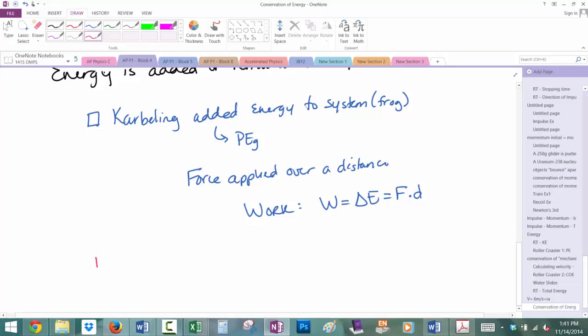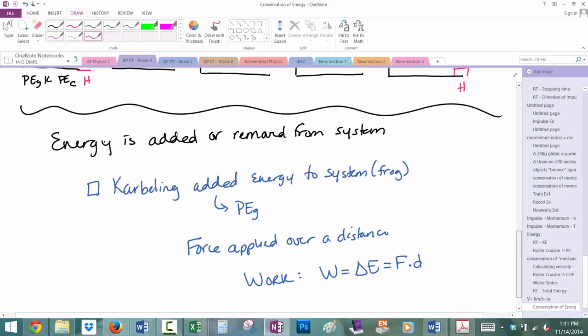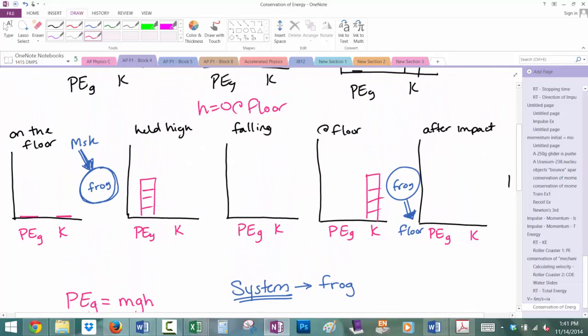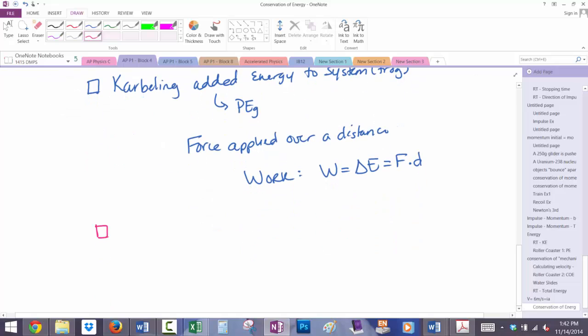Let's talk about another situation. If the system is just the frog, what else changed the amount of energy of the system? What else changed the amount of energy of the system? Let's look back at the picture. What else changed the amount of energy of the system? The floor, right? How did the floor do that? What did it do? Let's talk about it in terms of physics. What did it do? It applied a force.